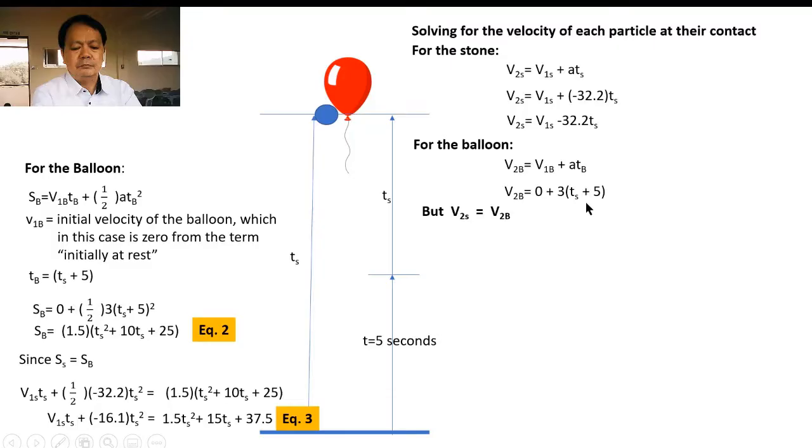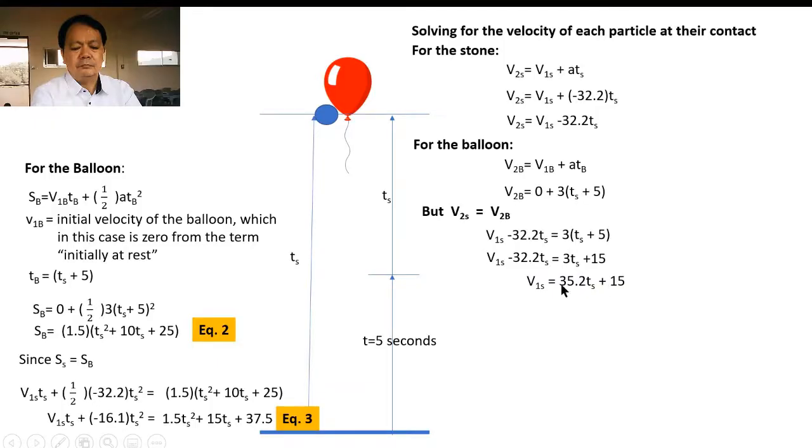Now, since they have the same velocity, this velocity is equal to this one. Equating the two, we shall have V sub 1S minus 32.2 T sub S, representing the velocity of the stone at the time of contact, equal to the velocity of the balloon, which is 3 times the quantity T sub S plus 5. From here, we can solve for V sub 1S, which shall be equal to 35.2 T sub S plus 15.